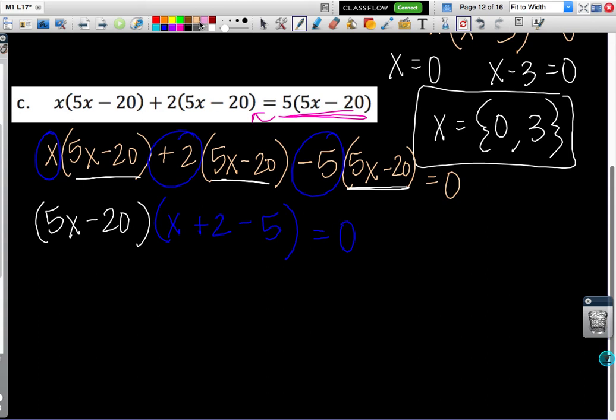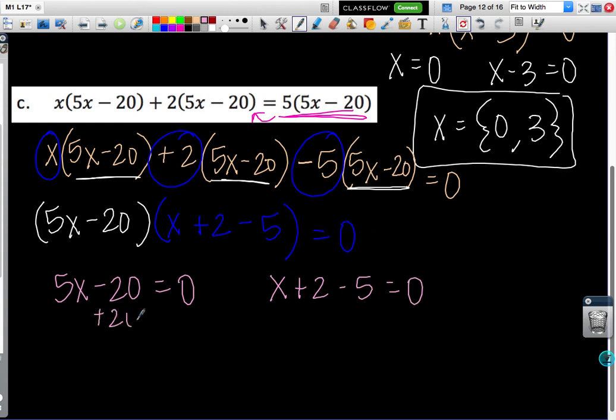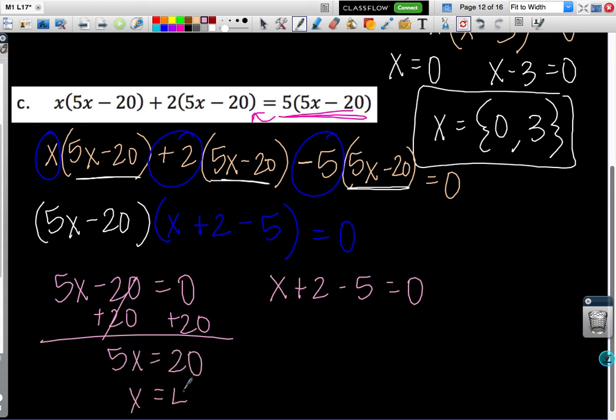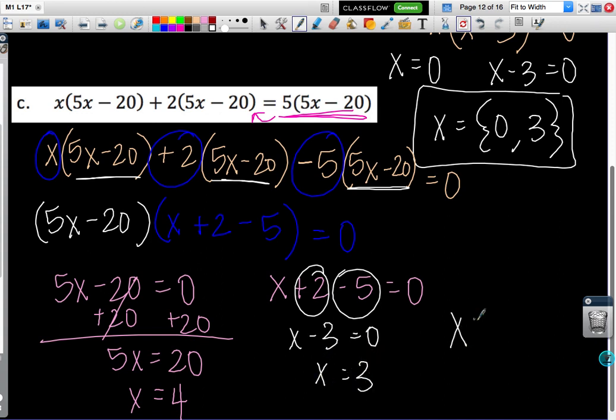Take both your factors and solve. 5x - 20 = 0, and x + 2 - 5 = 0. We would add 20 here, and we're left with 5x = 20. Divide by 5 on both sides. 20 divided by 5 is 4. On this one, you can combine like terms right where you're at. Positive 2 minus 5 is negative 3. And to move this negative 3 over, we would add it back, so x = 3. So our solutions to part C are 3 and 4.